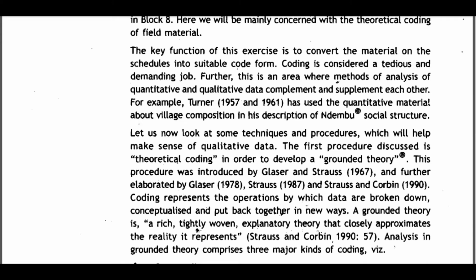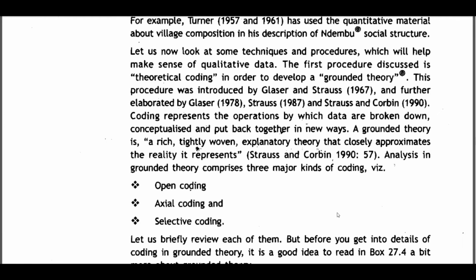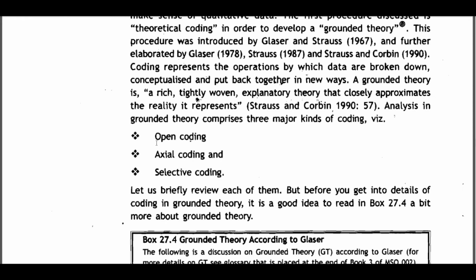The first procedure discussed is theoretical coding in order to develop a grounded theory. This procedure was introduced by Glaser and Strauss and further elaborated by Glaser, Strauss and Corbin. Coding represents the operations by which the data are broken down, conceptualized and put back together in new ways. A grounded theory is a rich, tightly woven explanatory theory that closely approximates the reality it represents (Strauss and Corbin). Analysis in grounded theory comprises three major kinds of coding: open coding, axial coding, and selective coding.